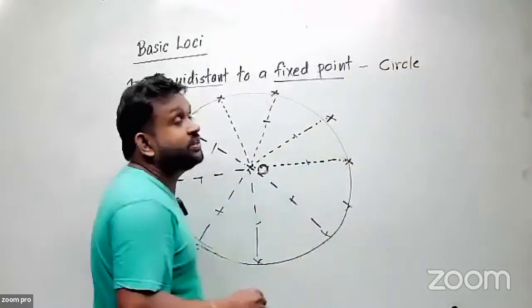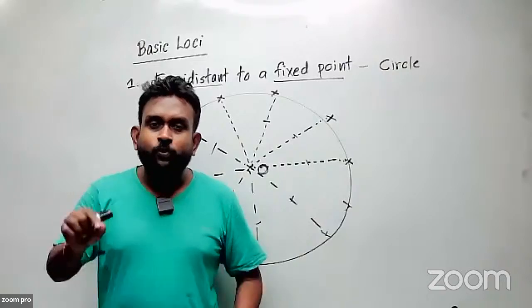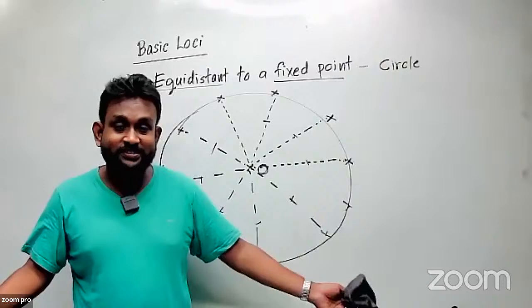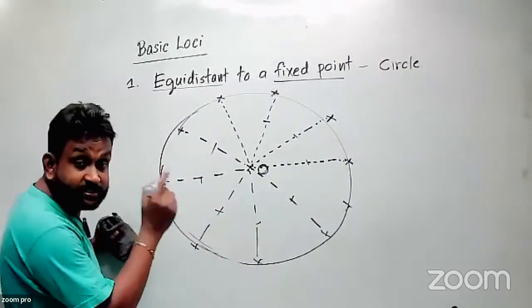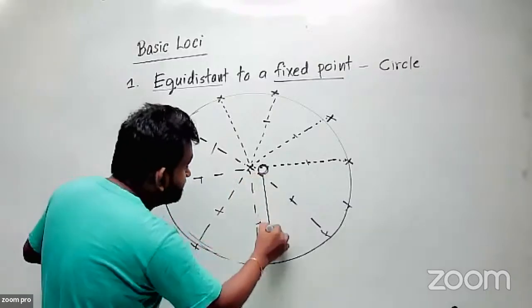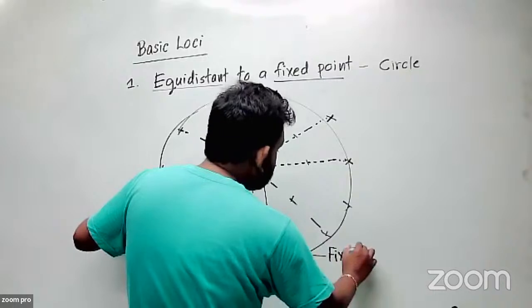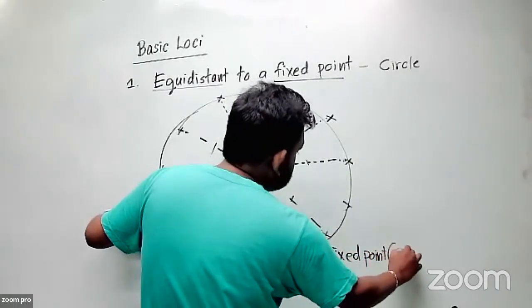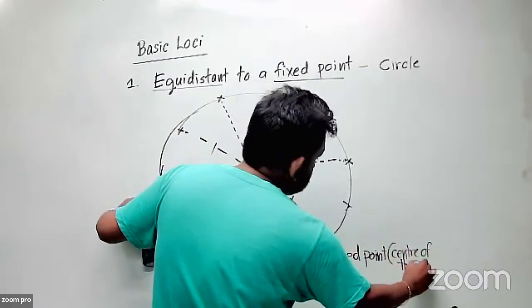But in the exam, they will not ask you to draw a circle. They will ask, what is the locus of equidistance to this point? Draw the locus. So what is the fixed point here in the circle? The fixed point is the center of the circle. So that is the fixed point, Putta. That is the center of the circle.